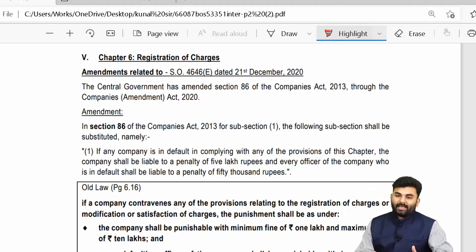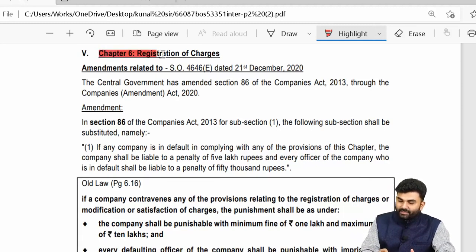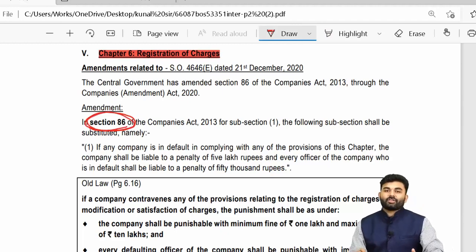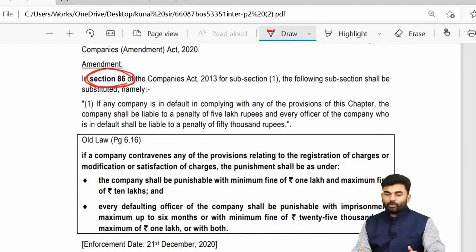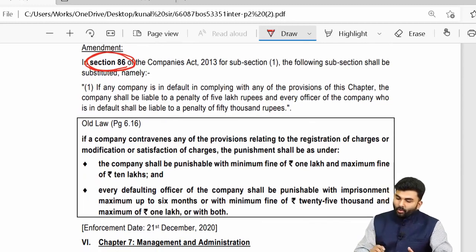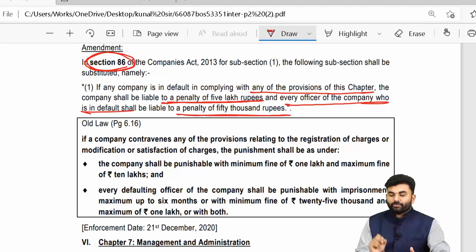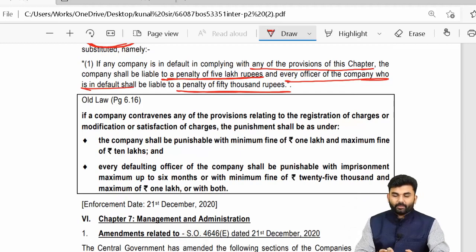Now let us go on to the next chapter, that is chapter number 6, registration of charges, and there is one single change inside the penalty provision that is there in section number 86 of Companies Act 2013. Over here the lawmaker says if any company is in default in complying with any of the provisions of this chapter, then the company shall be liable to a penalty of 5 lakh rupees. Okay. And every officer of the company who is in default shall be liable to a penalty of 50,000 rupees only. So there was a huge penalty which was given under the previous law.